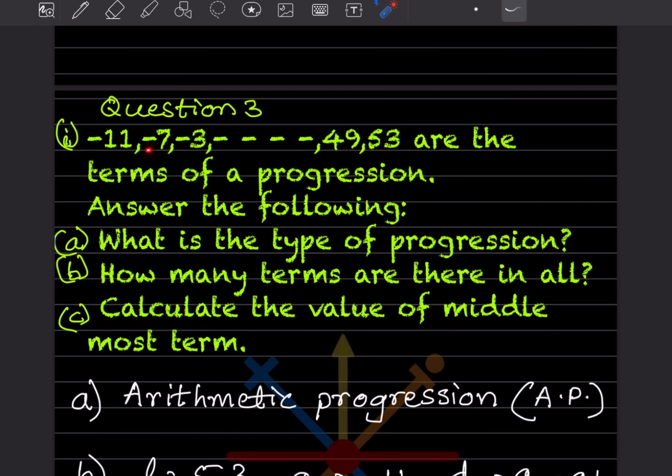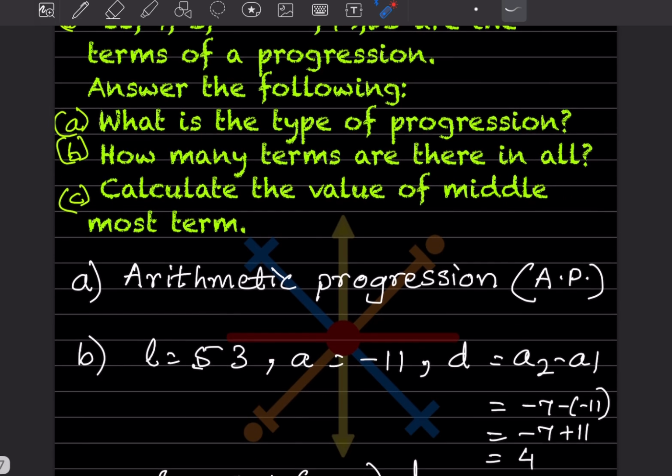Now, these are the terms of a progression, and you have to answer the following. What is the type of progression? We can see here the common difference is going to be 4.